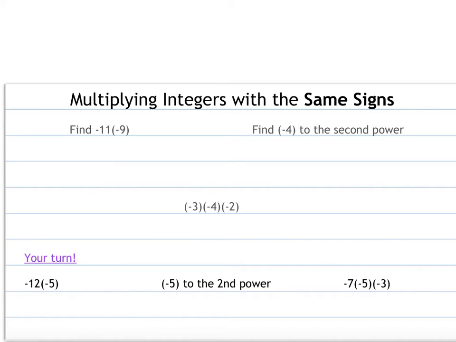So multiplying integers with same signs. Let's practice them. So if I have -11 times a -9, same sign, so I know my answer is positive. 11 times 9 is 99. This one, find -4 to the 2nd power. That means -4 squared, which is the same as -4 times -4.